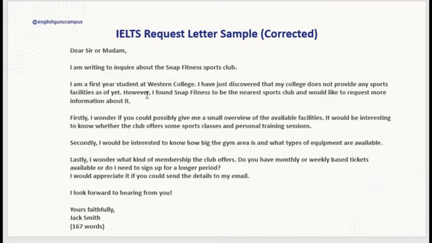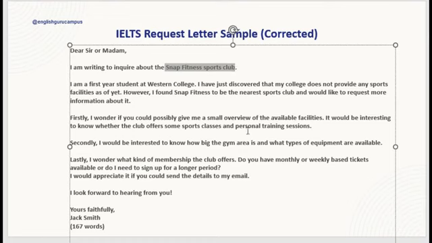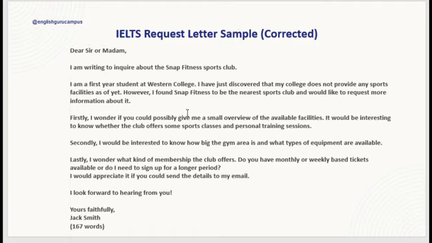So we'll move to the sample letter, and the sample letter is like this: Dear sir or madam, I'm writing to inquire about the Snap Fitness Sports Club. So be imaginative whenever you write a letter. You have to be more imaginative and you have to make it look more natural. I'm writing to inquire about the Snap Fitness Sports Club. First of all, mention why you are writing this letter in your first sentence. And there are many more templates that I would be sharing with you, you can use when you start writing a formal letter.